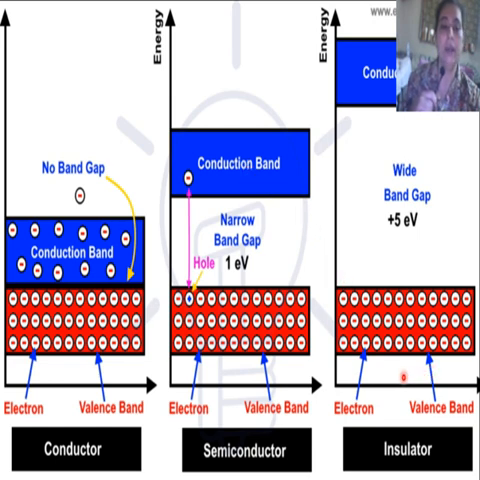Now the insulator: you can see the valence band and the conduction band. There is a very large energy gap between the valence band and the conduction band, and that's why at very low temperature and at very high temperature, electrons cannot move from the valence band to the conduction band, and they behave as an insulator. They will not conduct electricity at lower or at higher temperature.